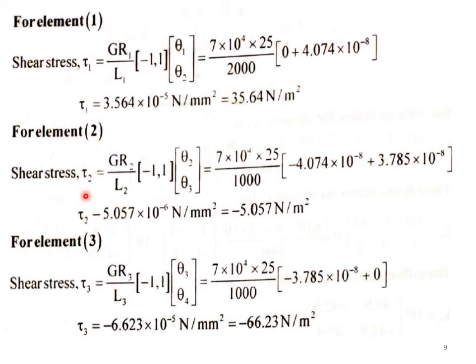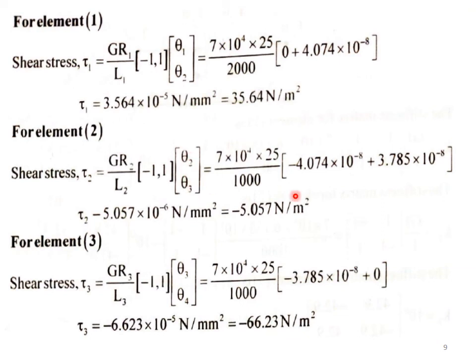For element 2, shear stress tau 2 is equal to G into R2 by L2, [-1, 1] times theta 2, theta 3. 7 into 10 to the power of 4 into 25 divided by 1000, minus 4.074 into 10 to the power of minus 8 plus 3.785 into 10 to the power of minus 8. By solving, we are getting a value of tau 2 as minus 5.057 into 10 to the power of minus 6 Newton per mm square. That is minus 5.057 Newton per meter square. Theta 2 and theta 3 for element 2, because the nodes of element 2 are node number 2 and node number 3.